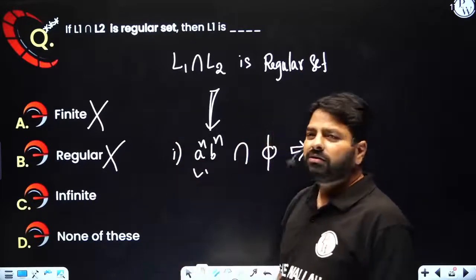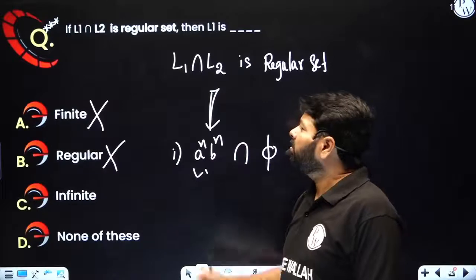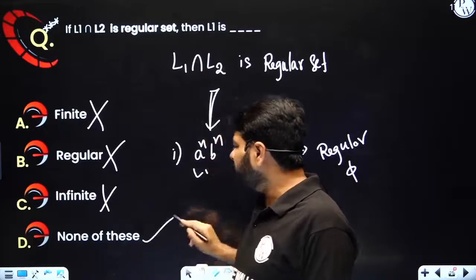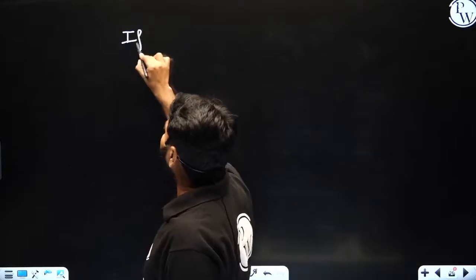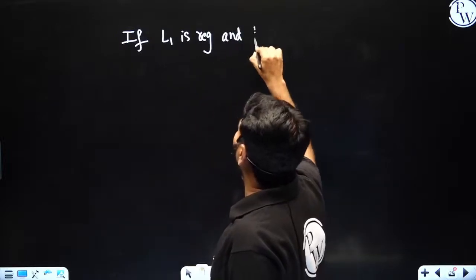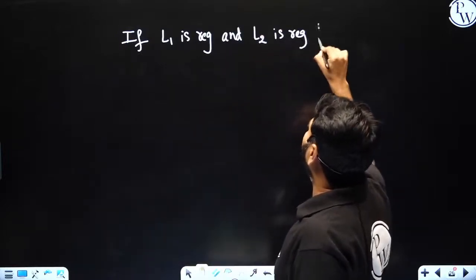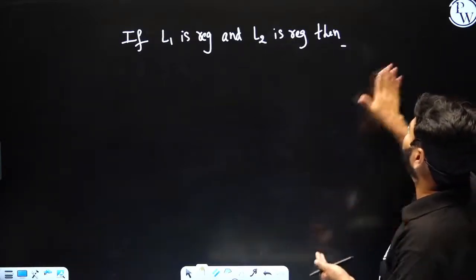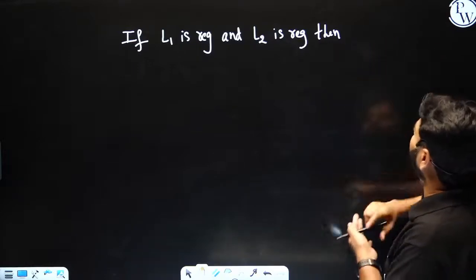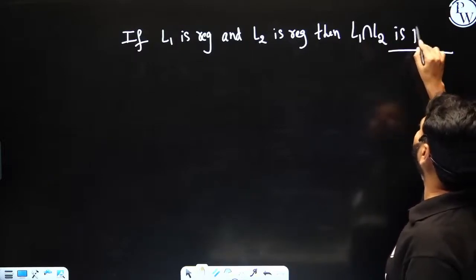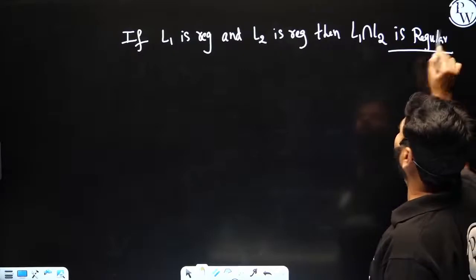What about infinite? Is L1 required to be infinite? No, right? You can take the empty set; empty intersection empty is empty, so it need not be infinite either. So none of these is the right answer. Keep two points in mind: if L1 is regular and L2 is also a regular language, then no doubt, L1 intersection L2 is definitely regular.